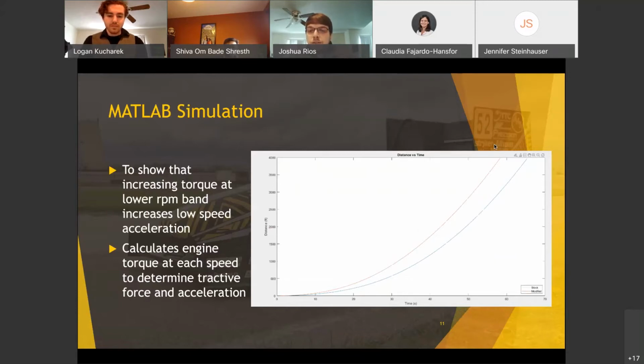The MATLAB simulation itself is relatively straightforward. First, a series of functions reads in vehicle data from a spreadsheet. The spreadsheet has information regarding gearing, tire sizes, aerodynamics, and more. The relevant data points are read into the simulation and stored as constants.